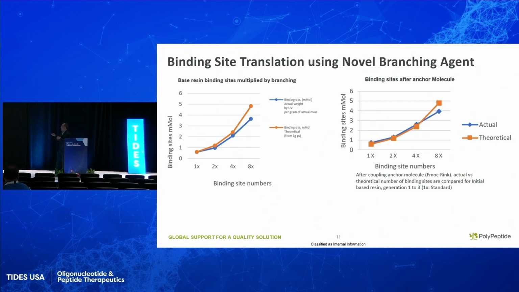If you look at the first generation 2x and second generation 4x, it almost superimposes. By the time you reach the third generation 8x, it is lower, and that's expected because you saw the branching agent was also lower. So binding site increase was successfully achieved, and the anchor molecule is successfully coupled.